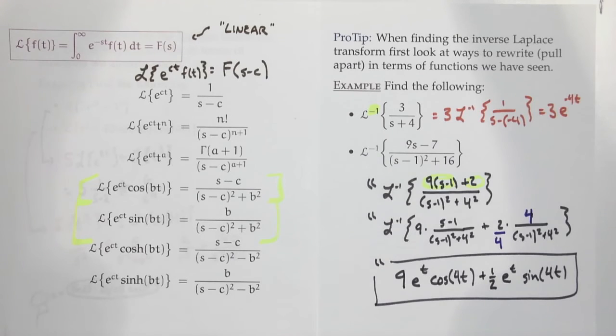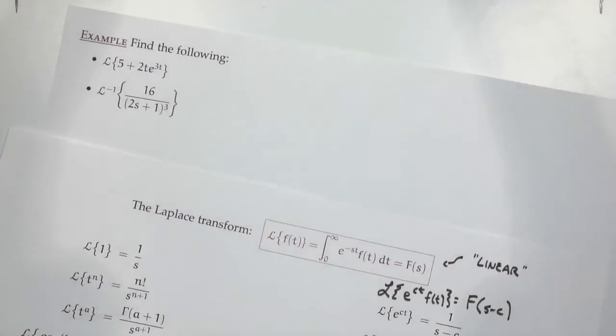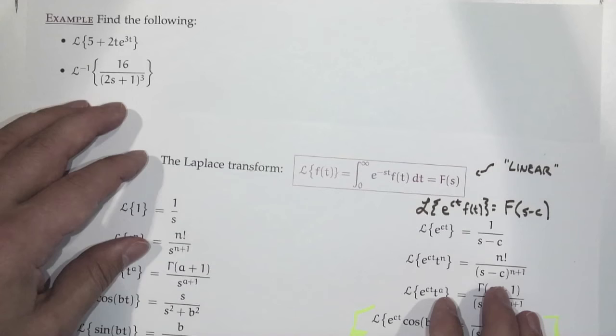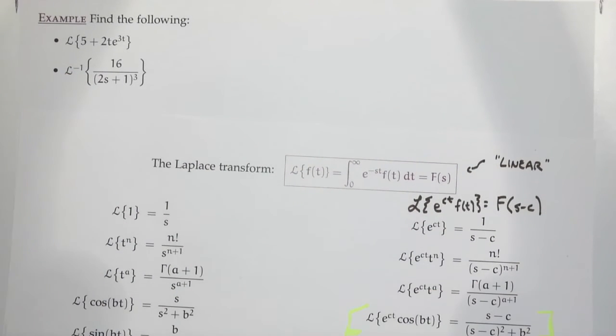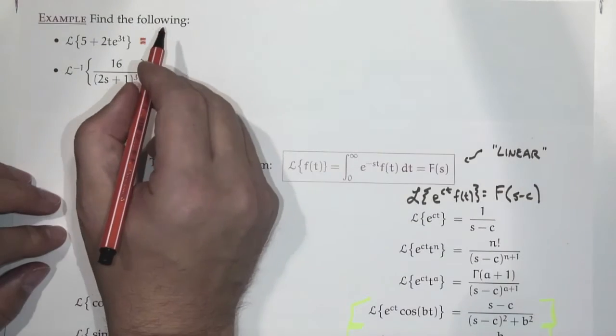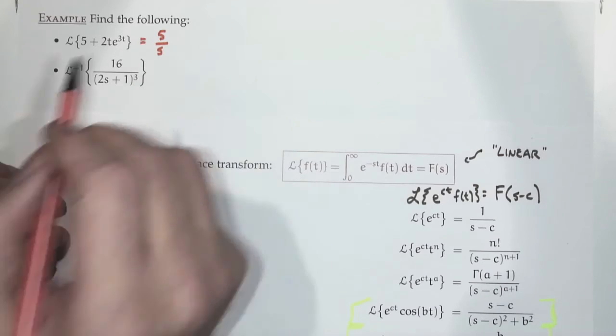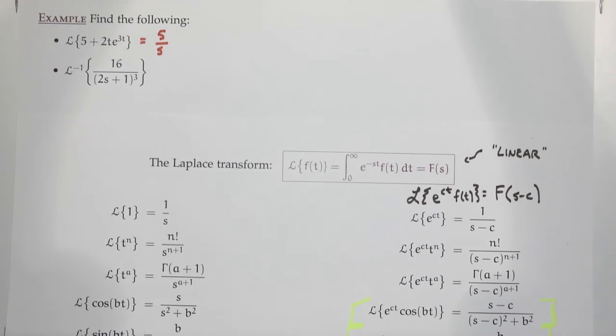All right, good. Any questions? Well, then that means you're ready. We're due. We should have you do a problem. Actually, we'll have you do 2 problems. Find the following: the Laplace transform of 5 plus 2 times t e to the 3t, and the inverse Laplace transform of 16 divided by 2s plus 1 cubed. 5 over s. Okay, starts out as 5 over s. I agree with that. Plus, good move.